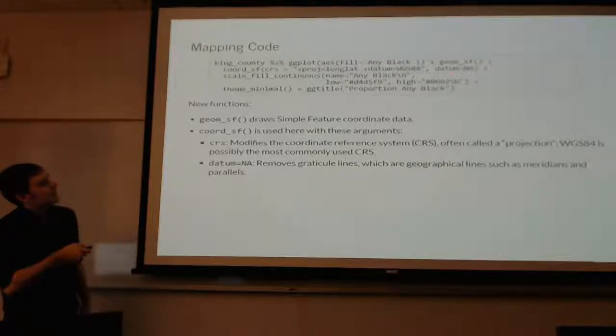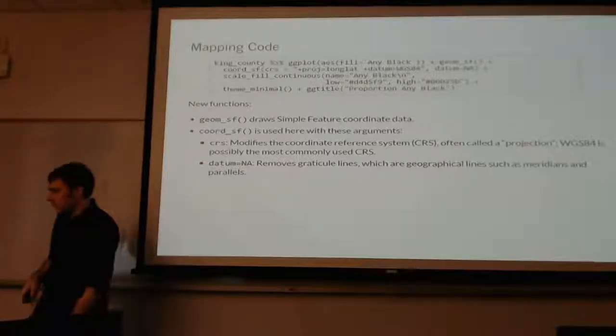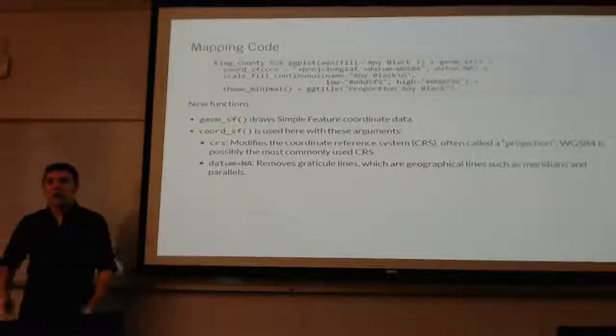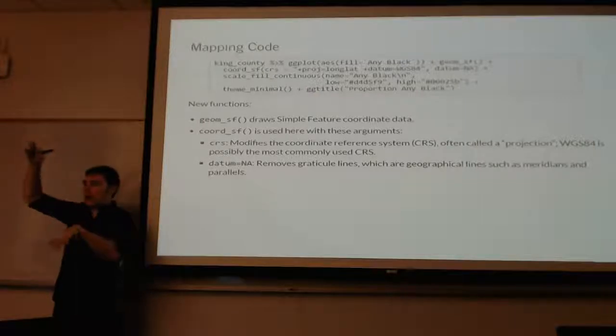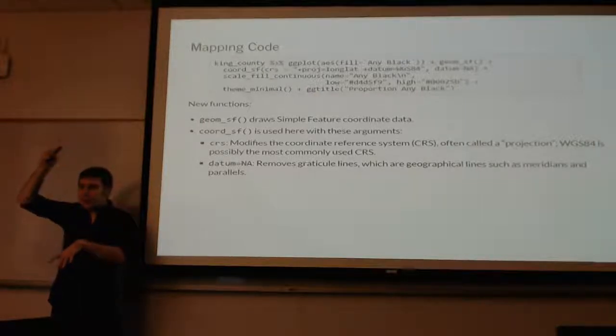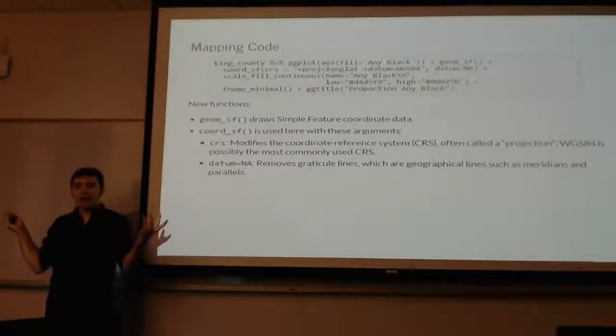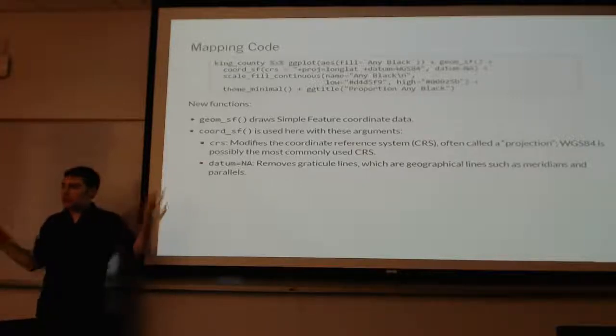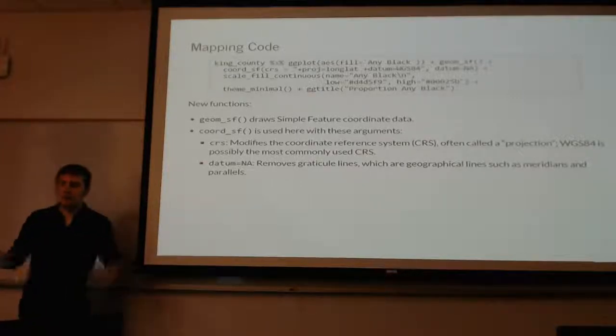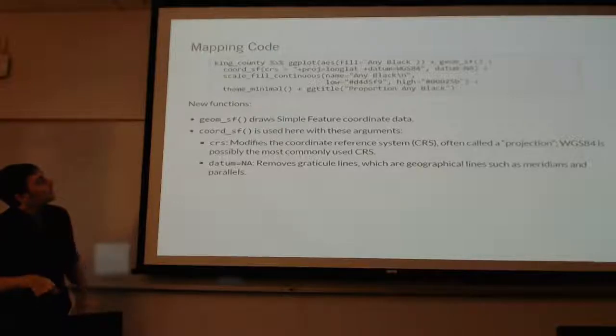Then I did this datum equals NA. Datum equals NA removes graticule lines. The graticule lines are the actual vertical and horizontal lines for latitude and longitude on maps. In this particular map, they just looked ugly, so I said NA, get rid of them. You can leave them on and you'll still have them there. I just thought it was a little messy. Otherwise, normal ggplot call stuff.